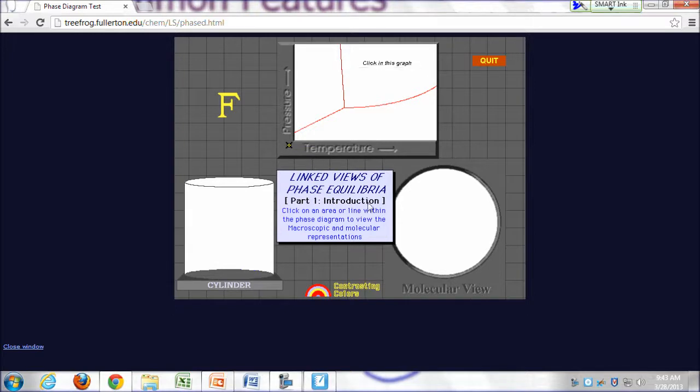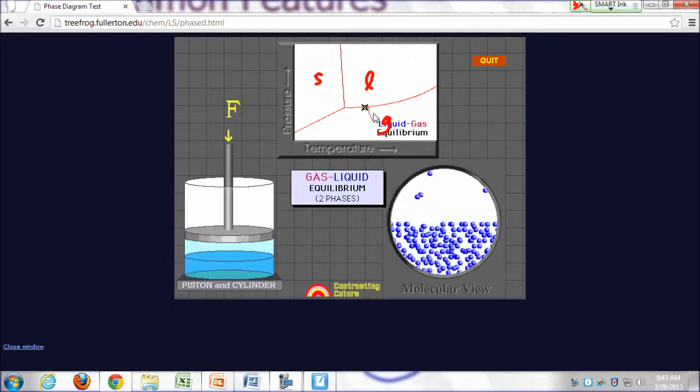So, like I said, this thing right here is your liquid region. This is your gas region. That's your solid region. So if I was going to click on this point right here, that might be a condition where I have a gas, water vapor here, in equilibrium with liquid water.